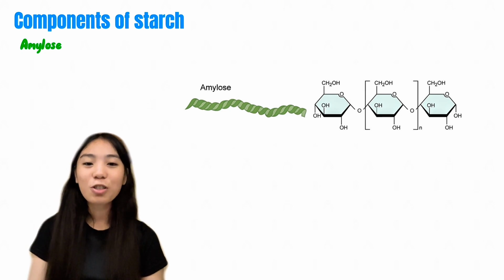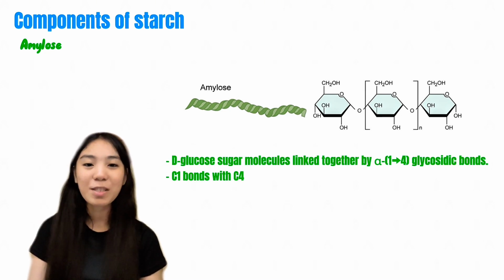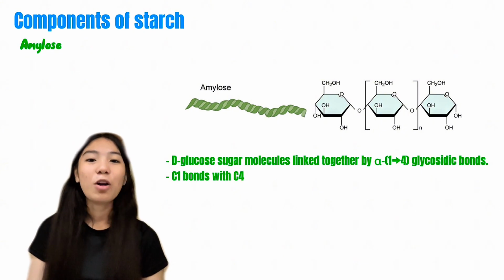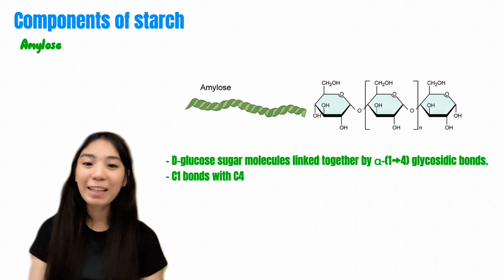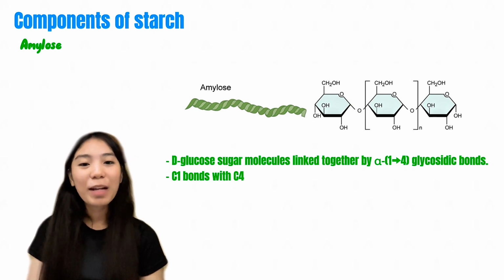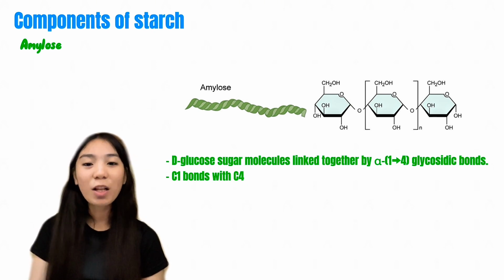So the basic structure of amylose is made up of thousands of individual D-glucose sugar molecules, and these glucose monomers are linked together in a specific way by an alpha 1 to 4 glycosidic bonds. Think of it like this. The carbon atom at position 1 on one glucose molecule forms a bond with the carbon atom at position 4 on the next glucose molecule.